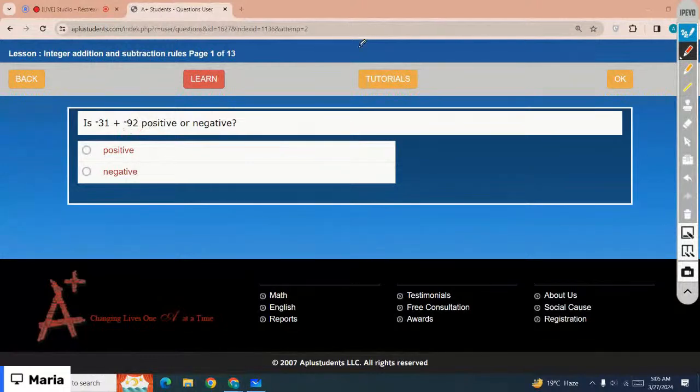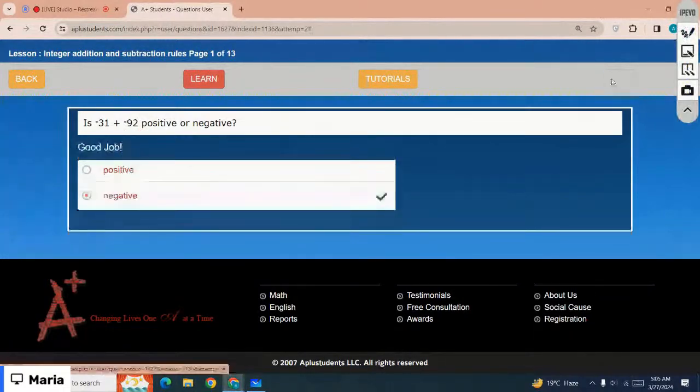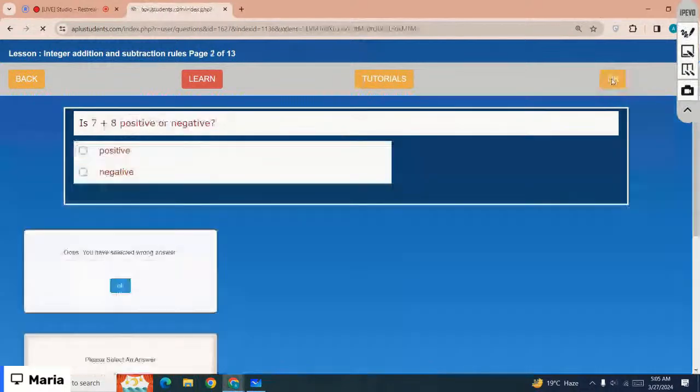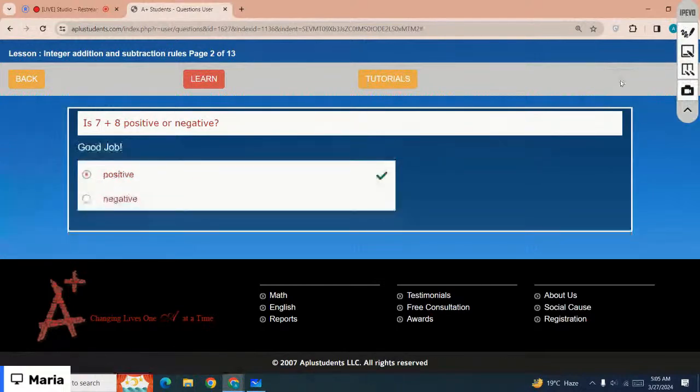The correct option is negative. The next one is 7 plus 8, positive or negative? The numbers are positive, right? So the answer is also positive, because both are positive. 7 plus 8 is 15. That's a positive number, because both are positive, so the answer is also positive.